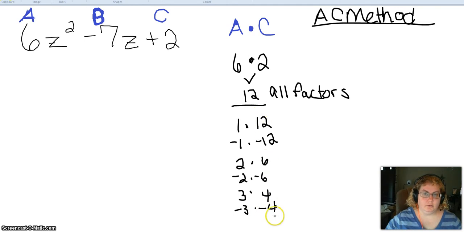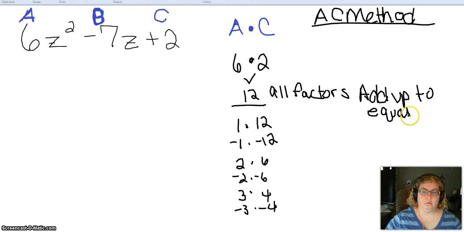Looking at all of our factors, once you have them listed out, we want to see the factors that add up to equal B, the middle term. In this case, B is negative 7. So that's what you want to find, the factors that add up to that.